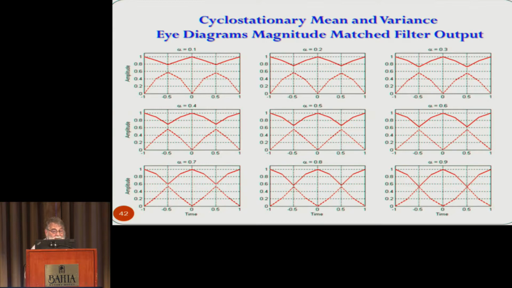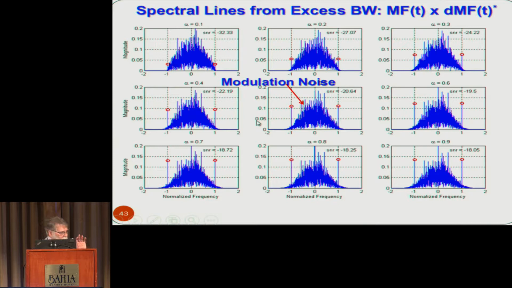So this is what you get if you do the maximum likelihood. You take the output of the match filter, multiply by the conjugate of the derivative match filter, and lo and behold, you get the pair of spectral lines. But you get all that junk in between, which happens to be the modulation noise.